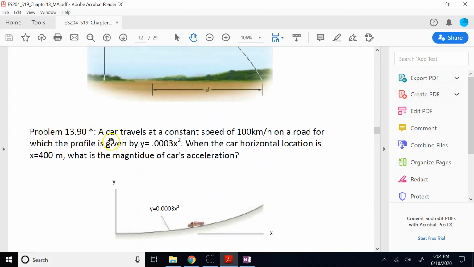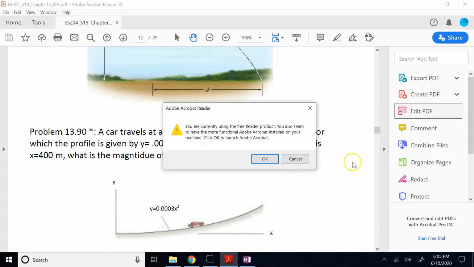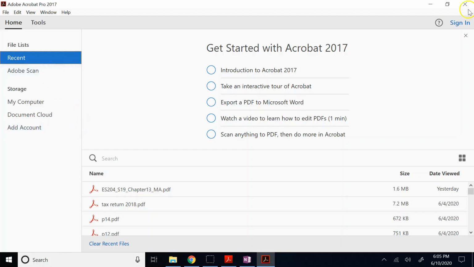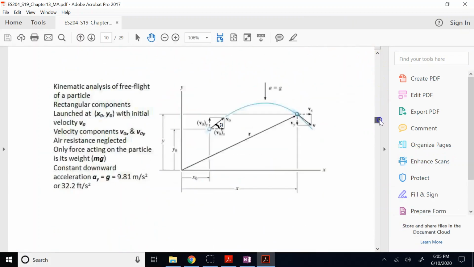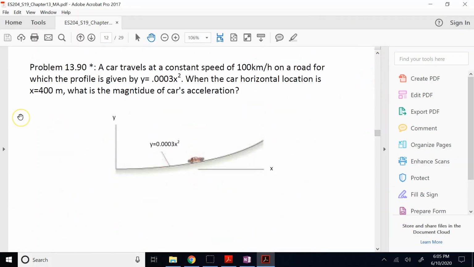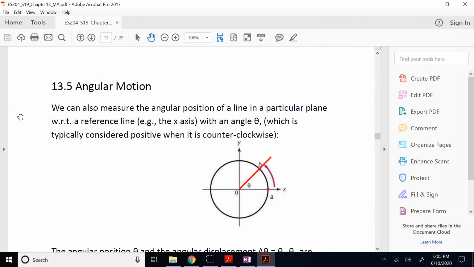Now, as I said, this problem 1390, we leave it for the classroom, and hopefully we can solve more problems. Okay, I'm going to mark it later. The other part of this lecture that is remaining is angular motion.